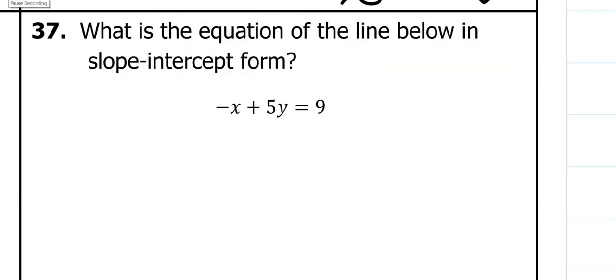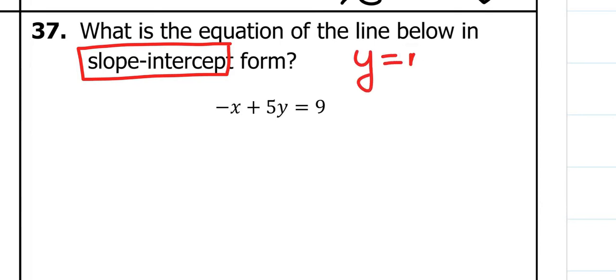Number 37. What is the equation of the line below in slope-intercept form? Slope-intercept form is y equals mx plus b. The reason it's called slope-intercept is because you have the slope and the intercept clearly defined in the form of the line. So what we have right now, with x's and y's on the same side of the equation, is standard form. So let's go ahead and do the work to get y by itself.